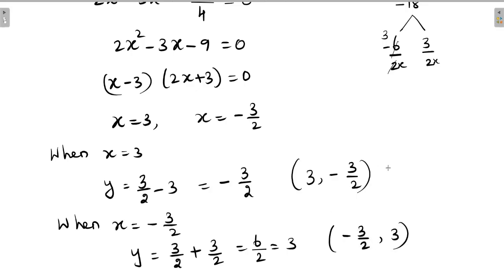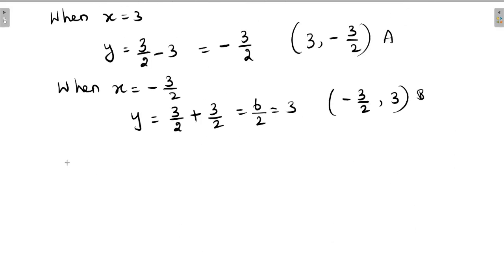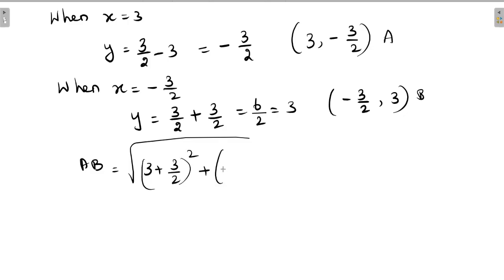Now we can consider the first point as A and the second point as B. So find the distance between AB. AB is equal to the square root of (x2 minus x1) the whole square plus (y2 minus y1) the whole square. So (3 plus 3 by 2) the whole square plus (minus 3 by 2 minus 3) the whole square, which is equal to here 9 by 2. So 81 by 4 plus similarly here also 81 by 4.